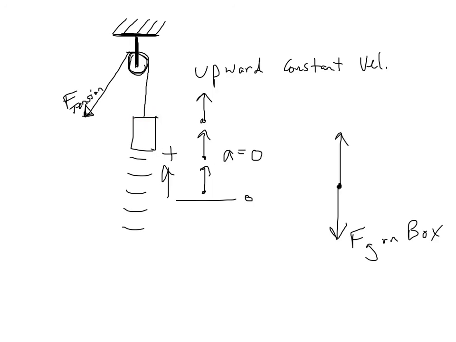How much force? Well, since we have no acceleration, this force has to be the same amount as this force, but in the opposite direction. And so we would call it force of string on box, which would give us a balanced force diagram, which agrees with our statement of no acceleration in the motion map.